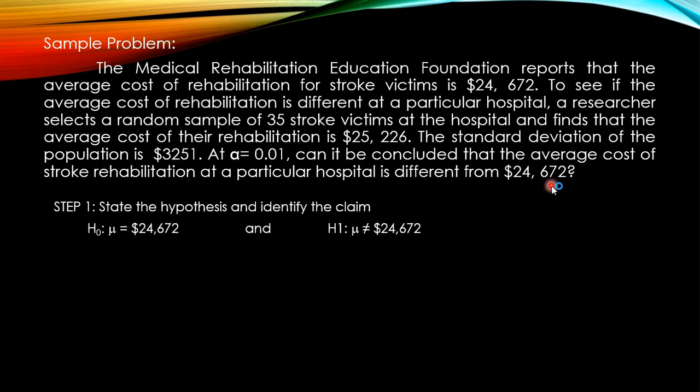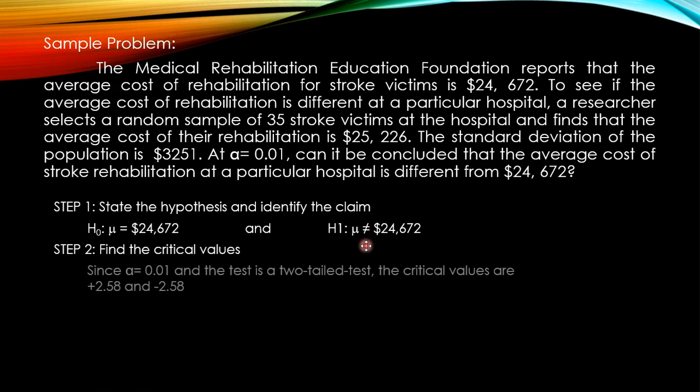So this is a two-tailed test kasi walang assumption. So null hypothesis is mu is equal to $24,672 and the alternative hypothesis is mu is not equal to $24,672. Again, tingnan ninyo, this is a two-tailed test. Kasi sabi nga dito sa ating alternative hypothesis, hindi lang equal. Hindi niya sinabi na greater than, hindi niya sinabing less than, not equal lang. So wala siyang assumption.